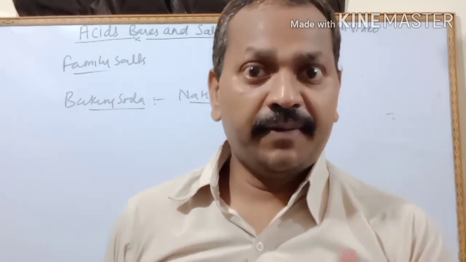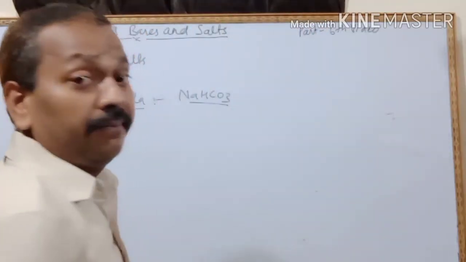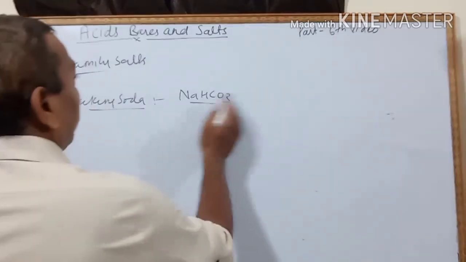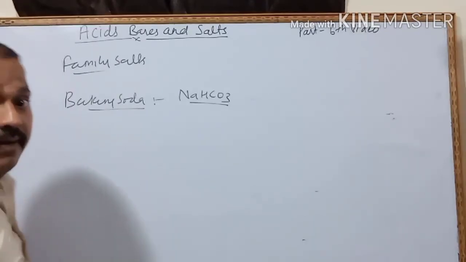You know what the role of baking soda is? It releases CO2 gas, which makes the cake or anything fluffy. It gives the porous or fluffy nature of baked items. So this is the role of baking soda, and that is why the name is bakery. The baking soda formula is sodium bicarbonate. How can we prepare it chemically?